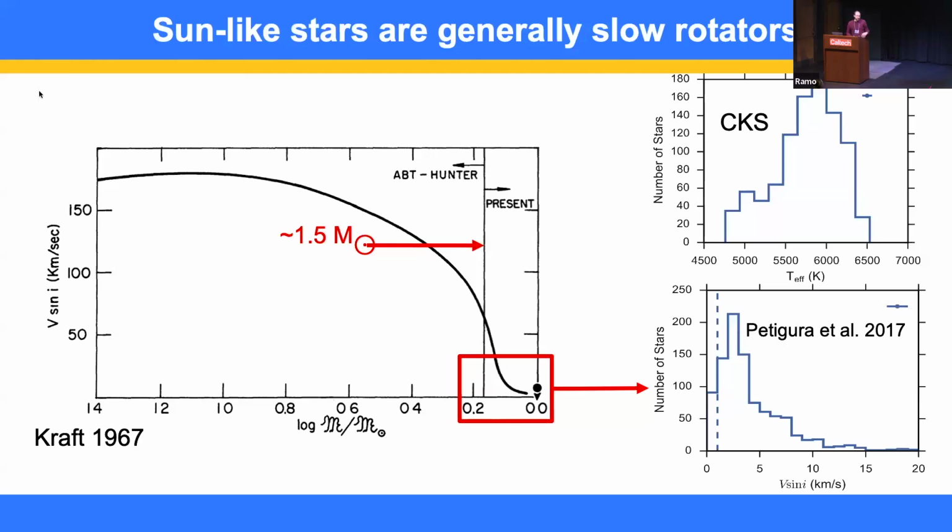And this has big implications because for large planet surveys, we generally like to talk about sun-like stars. This is a couple histograms from the CKS sample. You can see the vast majority of the stars are 6,000 Kelvin and below, and they're also below 5 kilometers per second V sin I. Again, the vast majority of them.